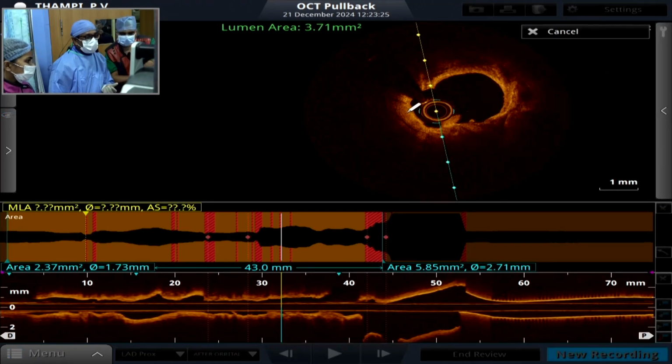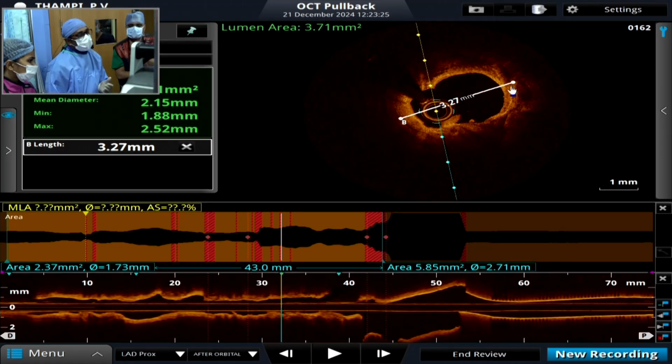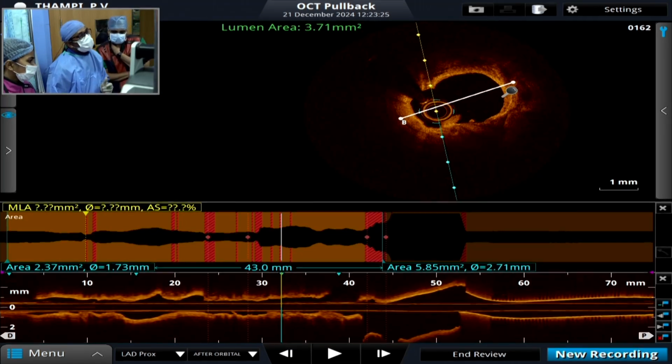Till the ostium. I will come to that again. Here also it's 3.2. So 3.3 would be the post dilatation balloon, 3 for the proximal vessel and 2.5 for the distal vessel.